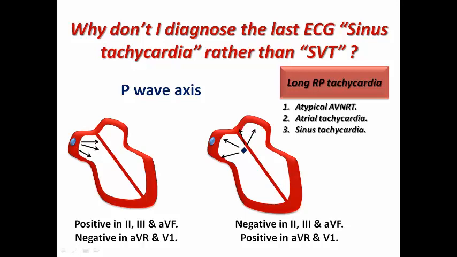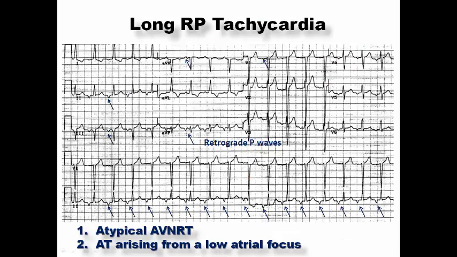But if it is, for example, negative in inferior leads, positive in AVR, V1, I'm speaking about ectopic or focal atrial tachycardia arising from an abnormal focus other than the SA node. So of course the P wave axis is suggestive of whether it is sinus tachycardia or atrial tachycardia. So here we have two possibilities. It may be atypical AVNRT or it may be atrial tachycardia arising from a low atrial focus.